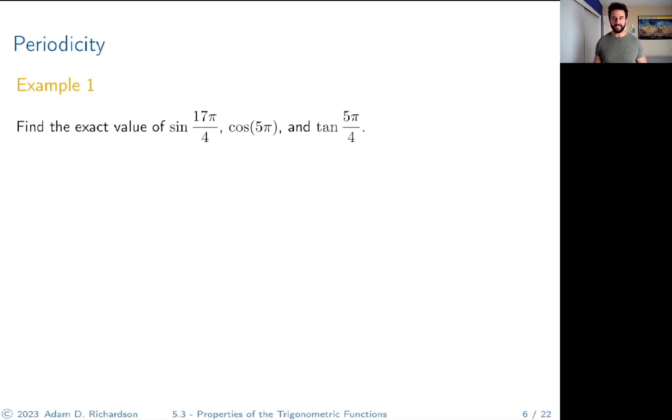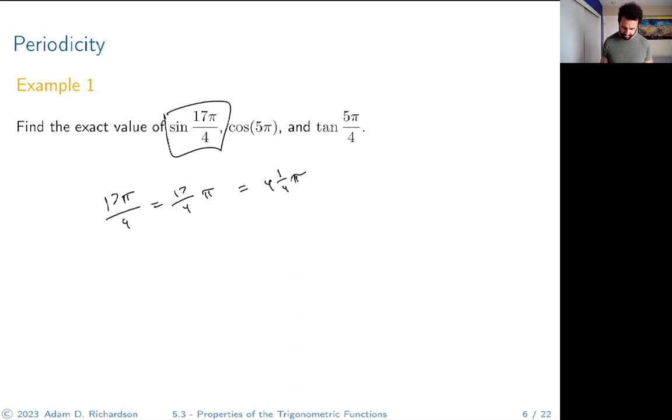All right, now let's try to do it together. Here we go. Just like we did in the previous section, we're going to mod out by 2 pi. So first, let's do this one. We're looking at the angle 17 pi over 4, which is the same as 17/4 of pi. Let's see, 17 divided by 4 is 4 1/4 pies.